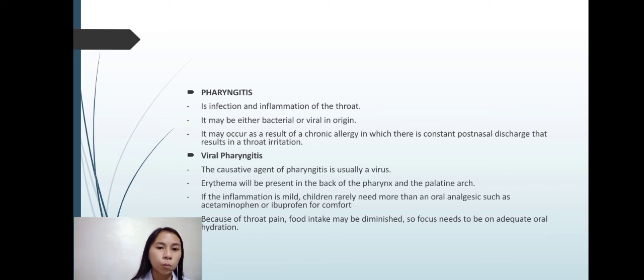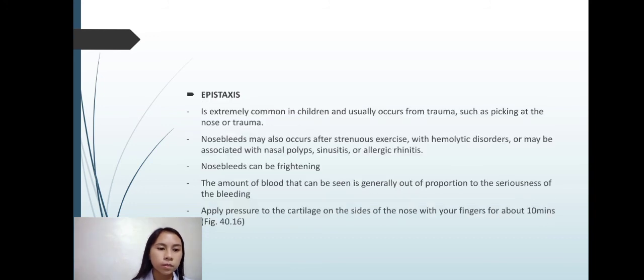The next one is epistaxis. What is a nosebleed in children? A nosebleed is bleeding from tissues inside the nose caused by broken blood vessels. Most nosebleeds in children occur in the front part of the nose close to the nostril. Nosebleeds are common in children.